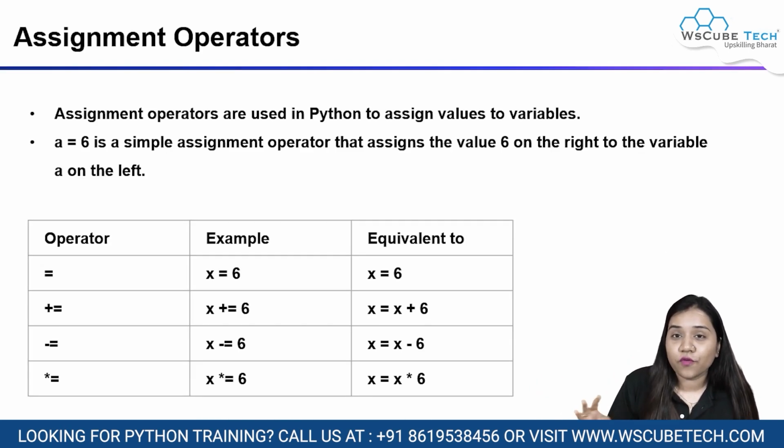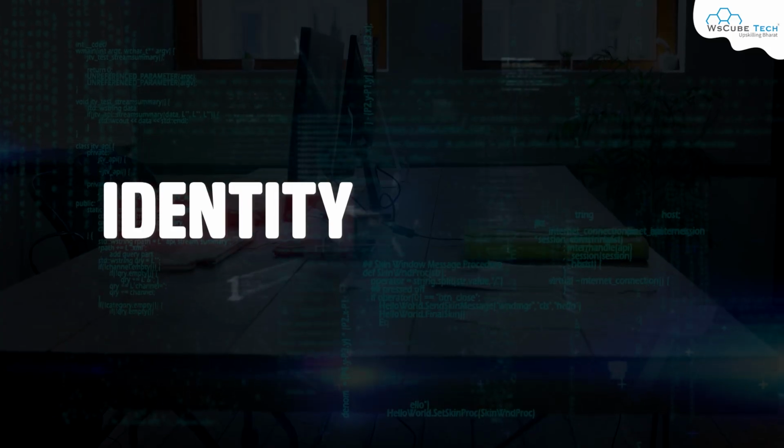So guys, these are our four assignment operators. First is equal to, second is plus is equal to, third is minus is equals to, and fourth one is multiplication is equal to.